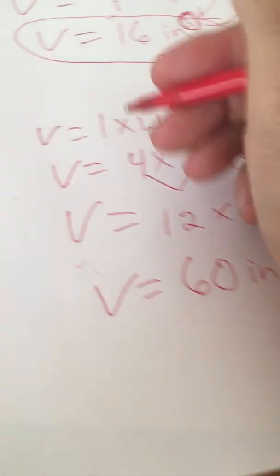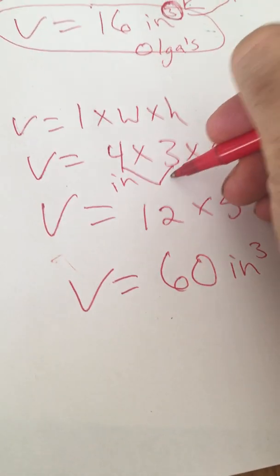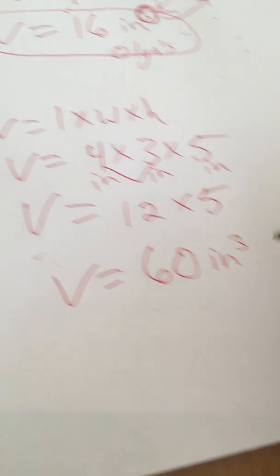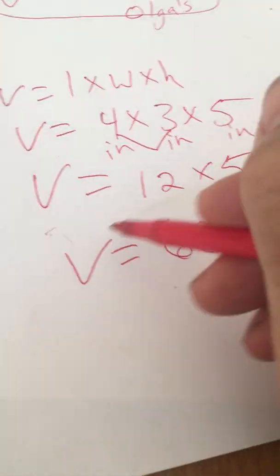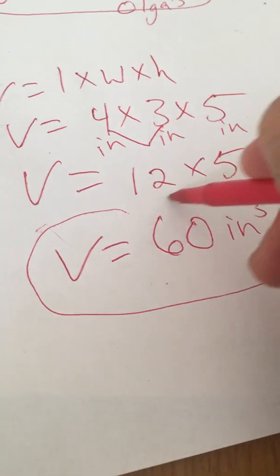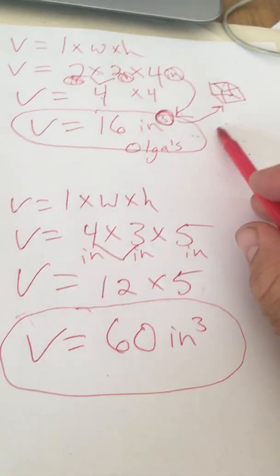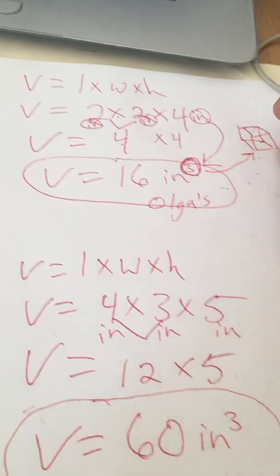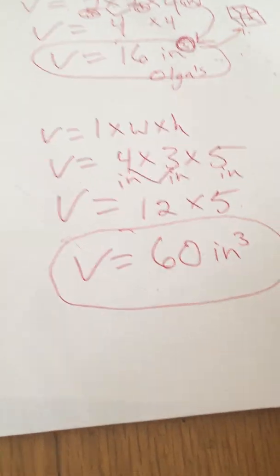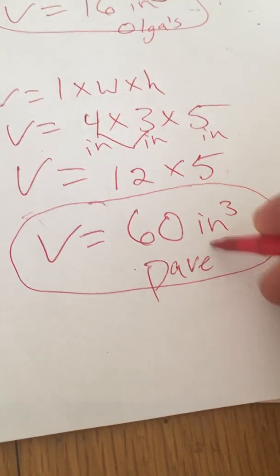And it's cubic inches because this was 4 inches, times 3 inches, times 5 inches, which makes cubic inches, because you did inches times inches times inches. Okay, and again, think about it, an inch this way, an inch this way, and an inch that way, all 3 dimensions. Okay, so the volume of Dave's is 60.